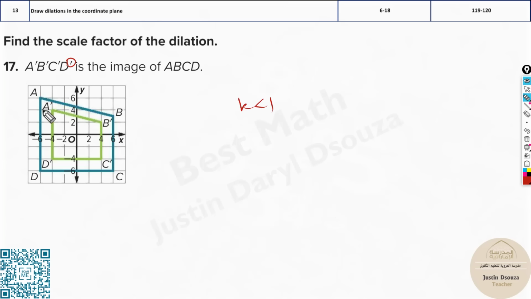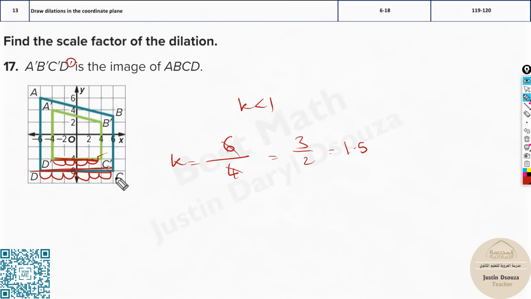K will be less than 1. What is the accurate one? Since you have an easy horizontal line, focus on that line and this one. What is the value? 1, 2, 3, 4, 5, 6. The dilated image is up above, divided by the original image. 1, 2, 3, 4. So that's the answer. It's 3 by 2. It's 1.5.